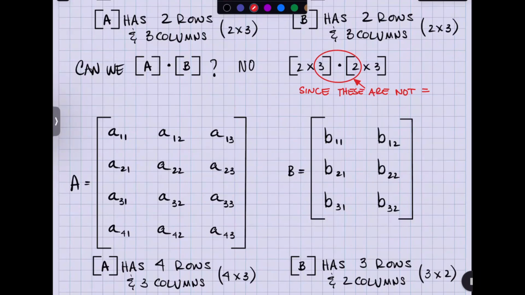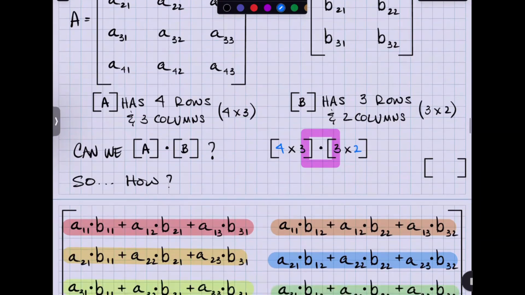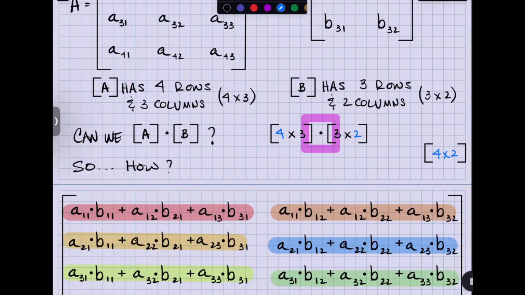Does that make sense? So the first thing we got to determine is what is the size of that multiplication. So when we put these numbers together, look at this. Voila. These two numbers match. We celebrate, and the resulting matrix is going to be a 4 by 2. Are we okay so far?